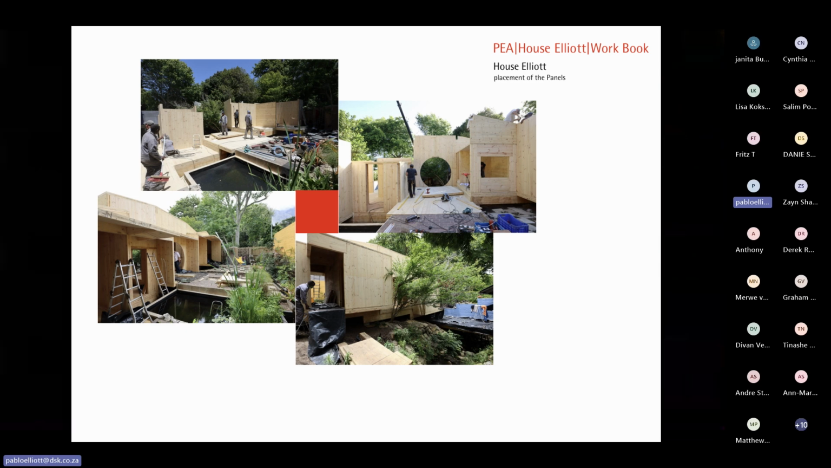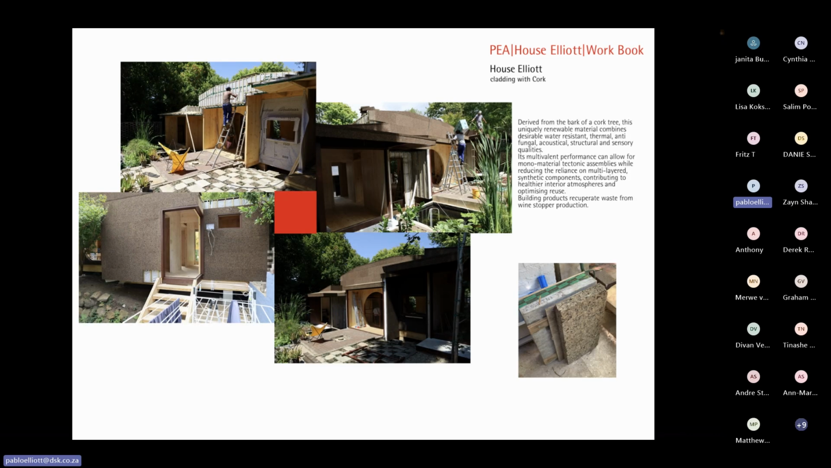When I visit Europe, my friends say, "Are you still building in wet construction?" Because they don't do it in Europe anymore. Everything is dry construction, and with good reason. So here the panels are going up, and then this was the bridge that crossed the river, and then they started the process of cladding with cork.